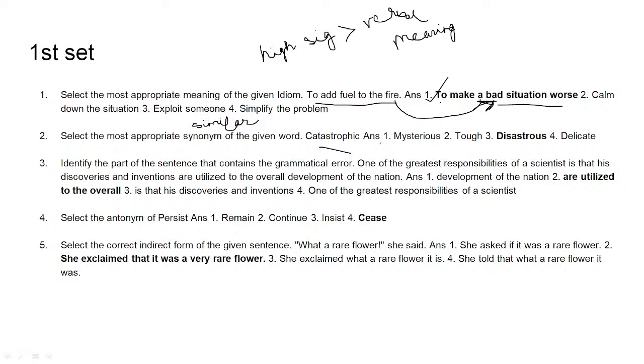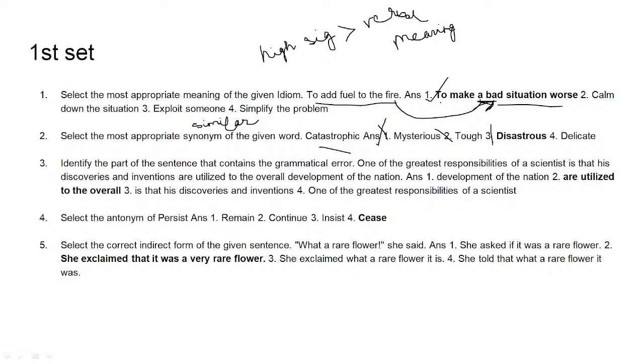Catastrophic. The first word given in your options is mysterious. Second is tough. Third is disastrous. Mysterious means something which you can't understand properly, something which is not clear in itself. Tough, the second option, means you already know, it is not easy. Something which is not easy.